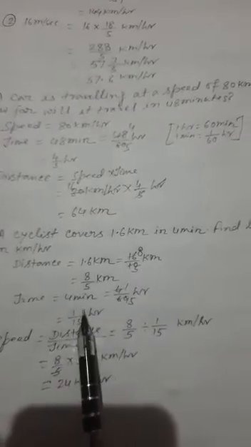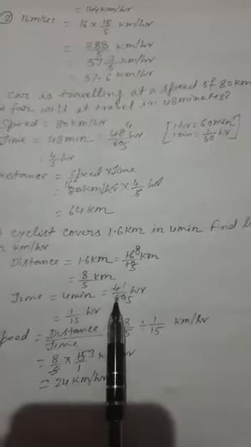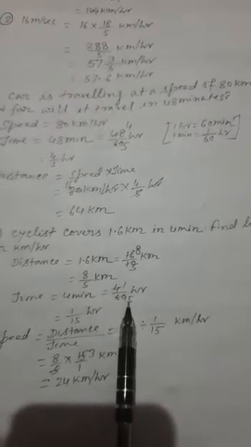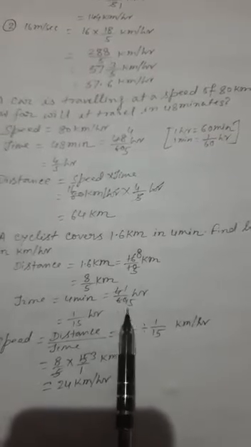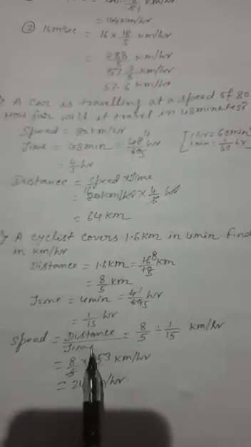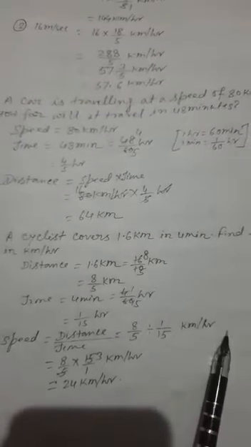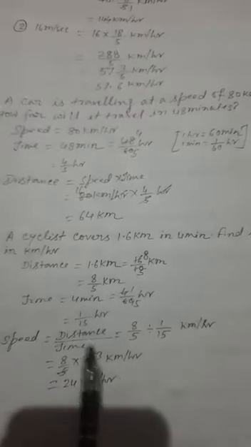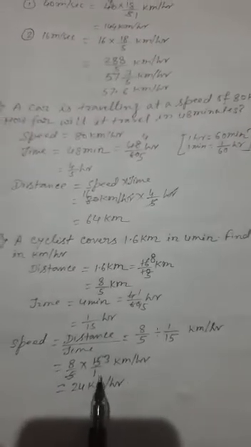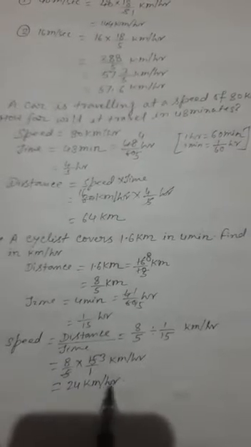Time is given as 4 minutes. We have also converted it into hours. So 4 by 60, that is equal to 1 by 15 hour, because 4 1s are 4, 4 15s are 60. Now speed equals distance by time. So 8 by 5 divided by 1 by 15 kilometers per hour. 8 by 5 divided by, we convert into multiply, so it will be reversed, 15 by 1. So 5 3s are 15, 8 into 3 is 24 kilometers per hour.